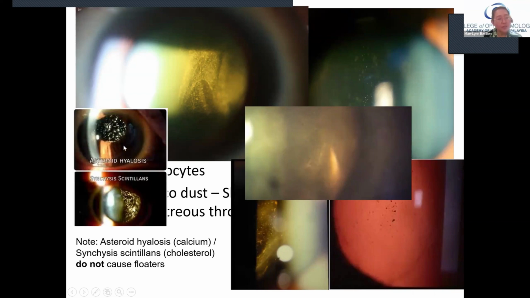This is a point to note that you can also see in the vitreous in some patients this condition called asteroid hyalosis or synchysis scintillans. Asteroid hyalosis is that calcium suspension that I told you about. It actually doesn't cause the patient to have floaters, but it really disturbs us when we want to look at the fundus. As for the synchysis scintillans, that is actually cholesterol.